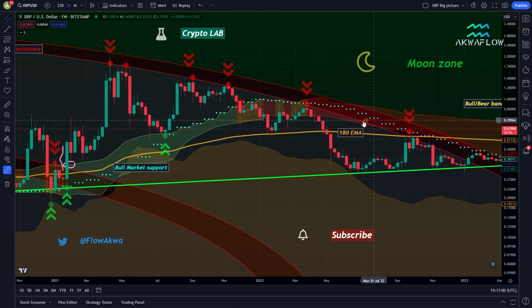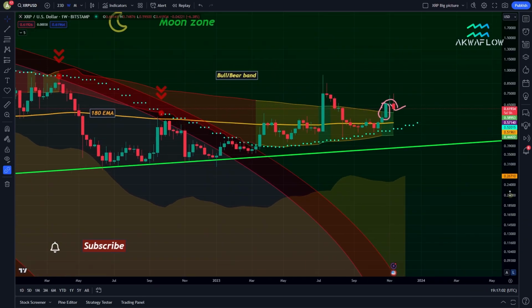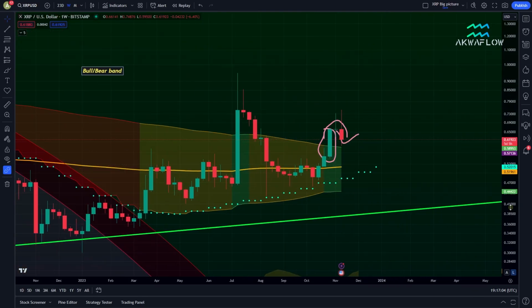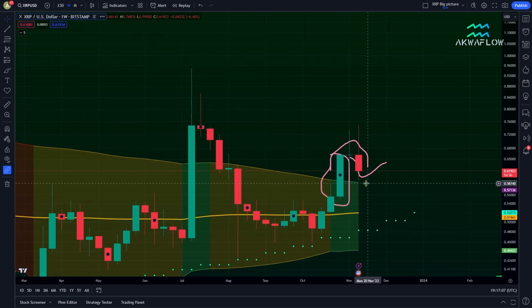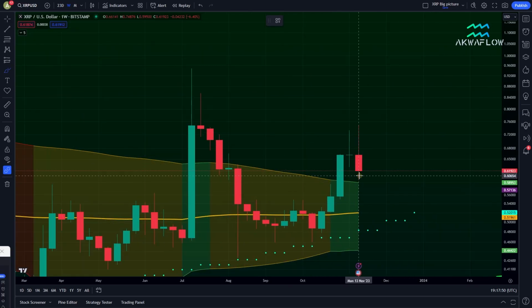That's why we were expecting XRP to retest the top of the band, and this is exactly what we are doing right now. So I don't know how far we will go for this pullback, but I hope that the top of the band will hold. Currently, the top of the band is around 59 cents. So remember this level, we want XRP to close the candle above this level.